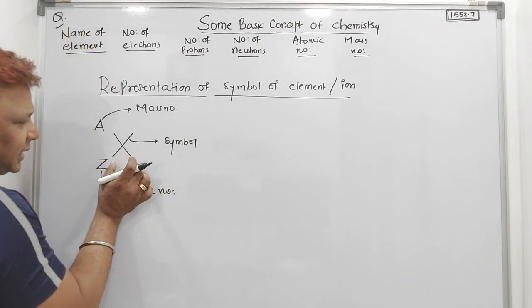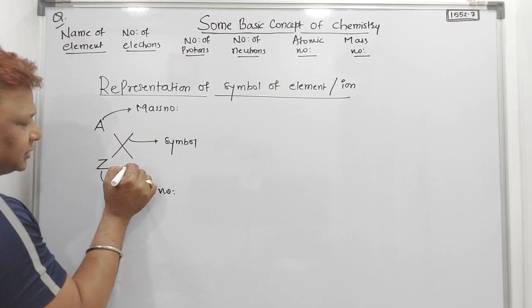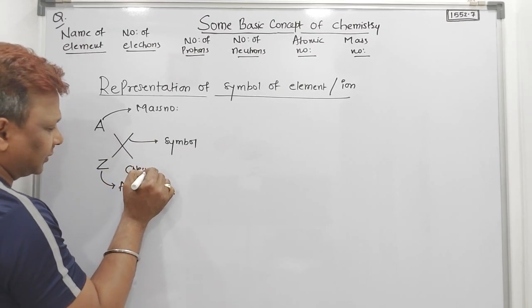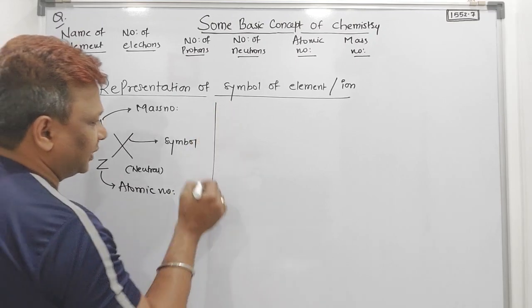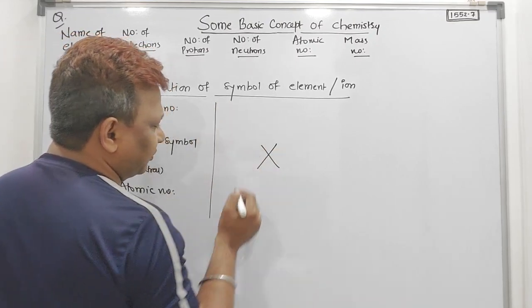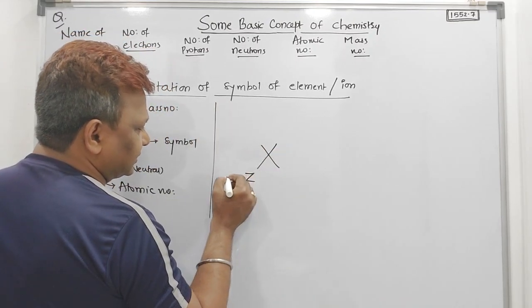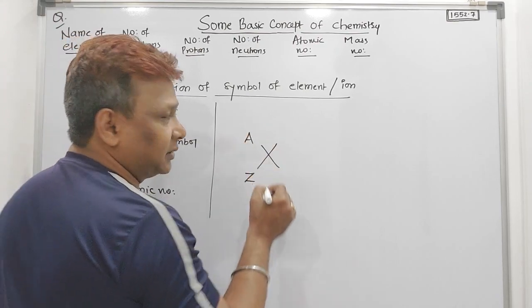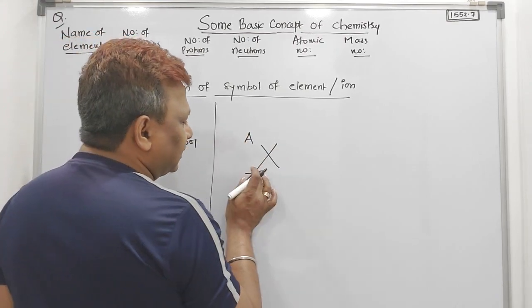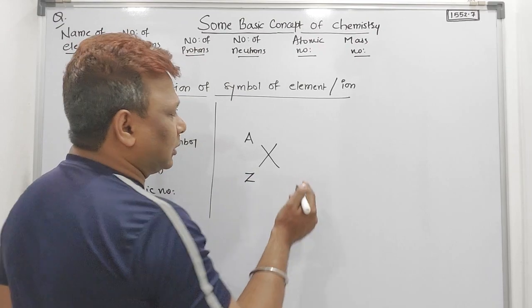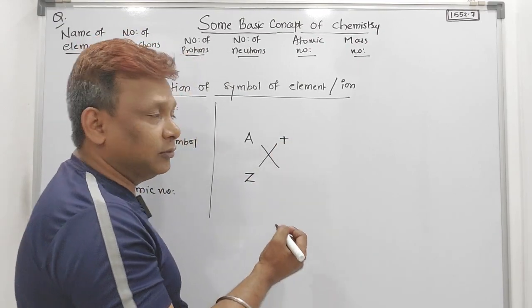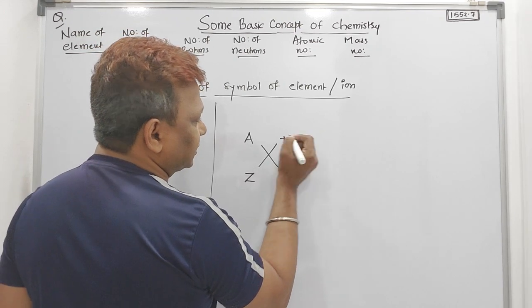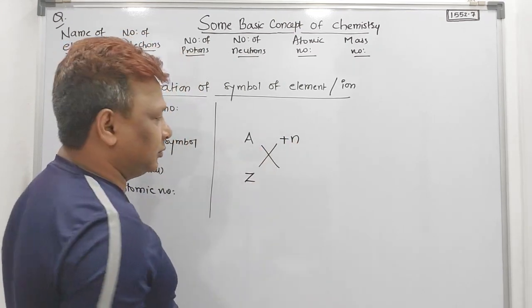Suppose this X is an atom that does not bear any charge, so we can call it a neutral atom. But in another case, X is the symbol of the element, Z is the atomic number, A is the mass number, and maybe this atom X, by losing electrons, will get a positive charge. However many electrons it loses, that many positive charges it will get. So n is the charge present over it.